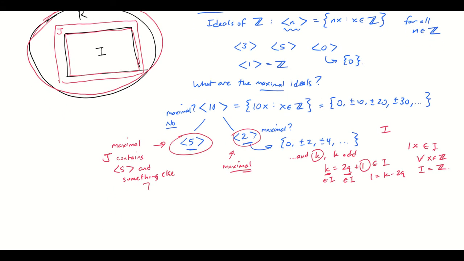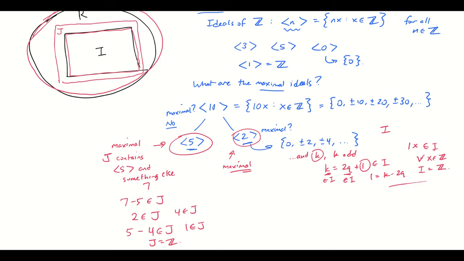Well, if J contains 5 and all the multiples of 5 and also 7, then let's just think about what that forces us into. Well, that means that J also contains 7 minus 5 because J has to be a subring closed under addition and subtraction, which means 2 also belongs to J. But now once 2 belongs to J, that means that 5 minus any multiple of 2 belongs to J because, well, if 2 belongs to J, then so does any multiple of 2. That includes 4. And 5 minus 4 also belongs to J, which means 1 belongs to J. And now we're right back where we were before, where once 1 belongs to J, everything belongs to J.